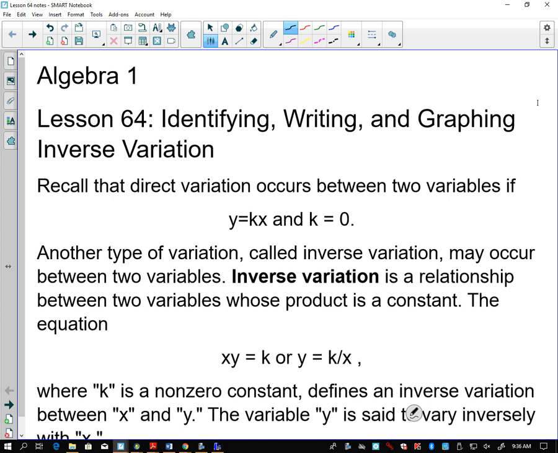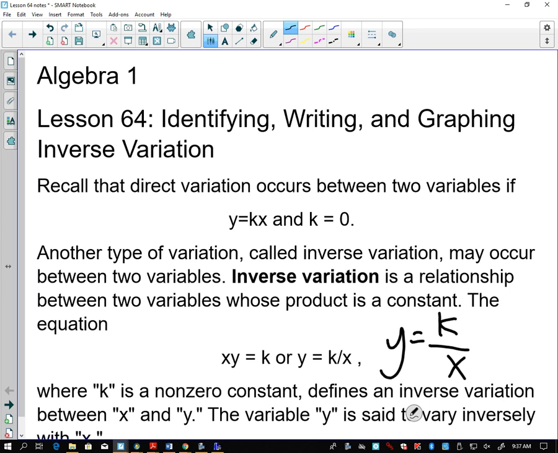Inverse variation is a relationship between two variables whose product is a constant. So the product is a constant. If we wanted to find a constant in a direct variation, we're finding the quotient of y and x, right? Do we remember doing that? Okay, if I want to find the constant in direct, I divide y by x to find my constant. In inverse variation, the formula is actually y equals k over x. Okay, that's our formula for inverse variation. Y equals k over x, or constant divided by the x variable.